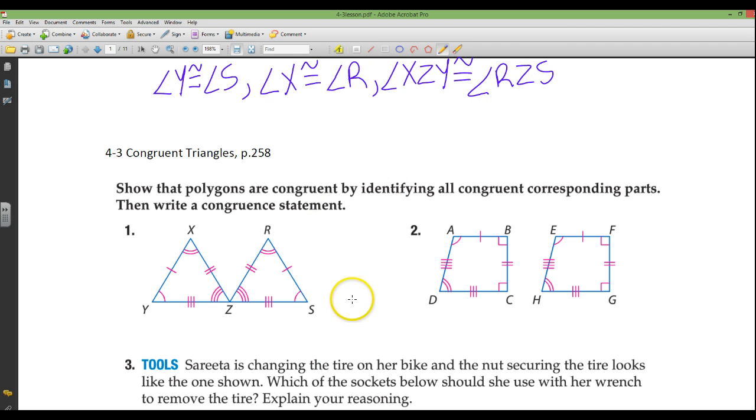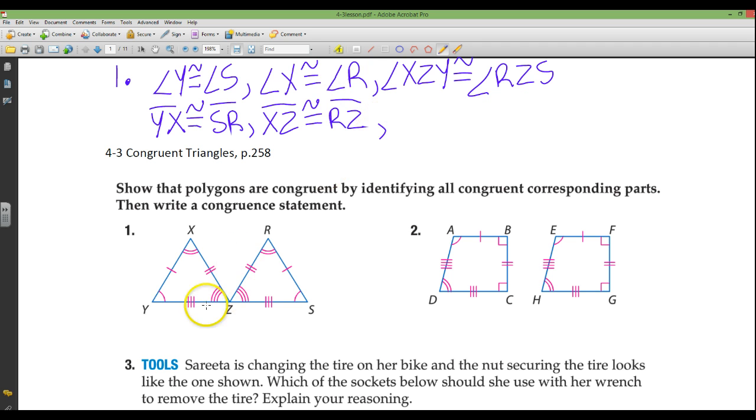Okay, we also have congruent corresponding sides. So YX and SR are marked the same way. Likewise, XZ and RZ, and YZ and SZ.